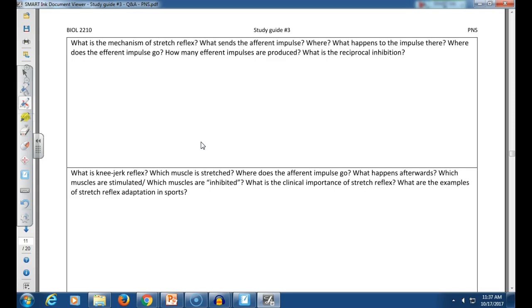Knee-jerk reflex, what muscle is stretched? Quads. Which muscle is inhibited? Hamstrings. That makes sense. What is the importance of stretch reflex? Clinical testing of integrity of the spinal cord and spinal nerves, adaptation, inhibition of stretch reflex for large amplitude of movements, oversensitivity of stretch reflex, perfect balance.